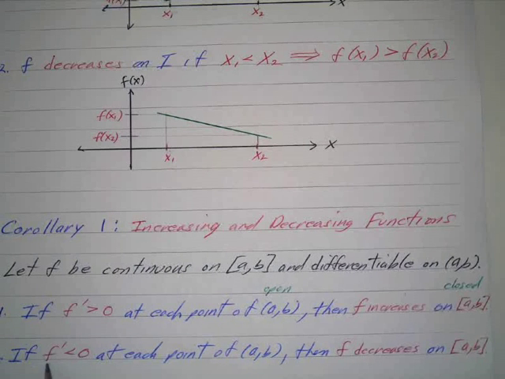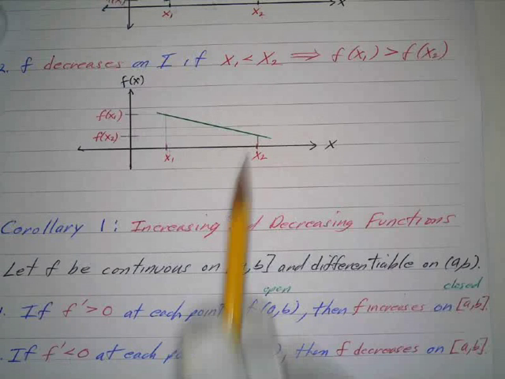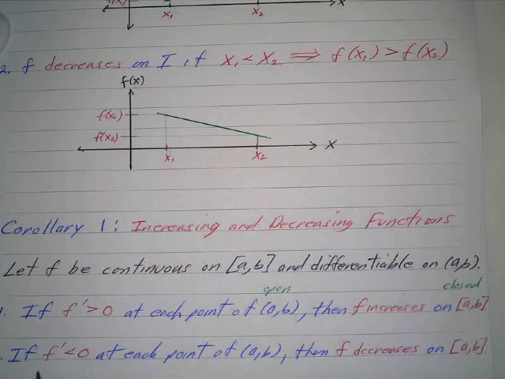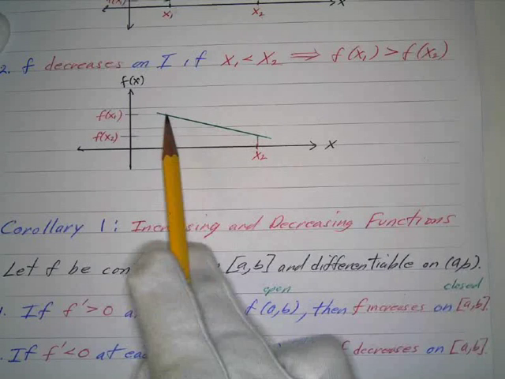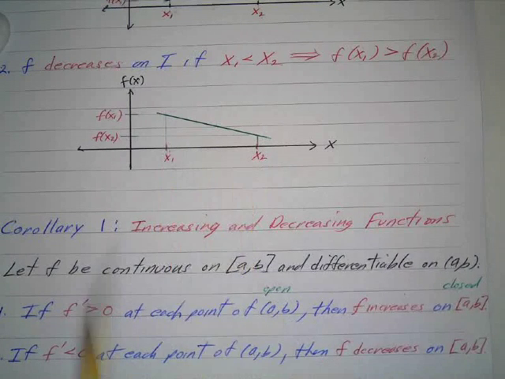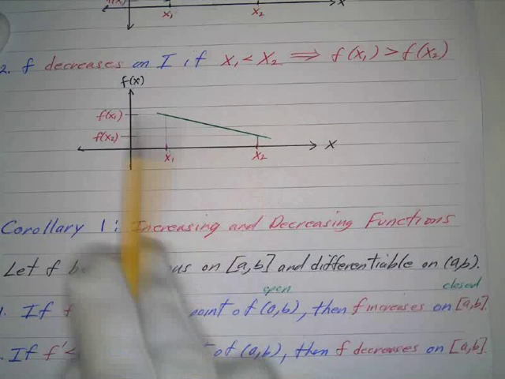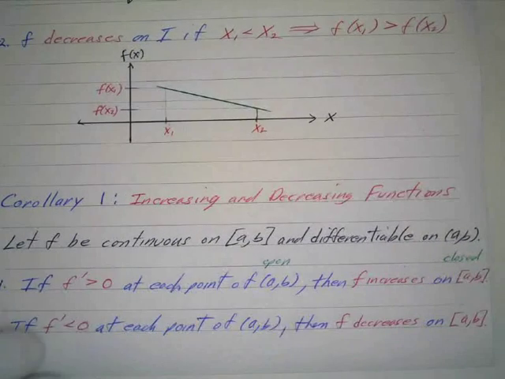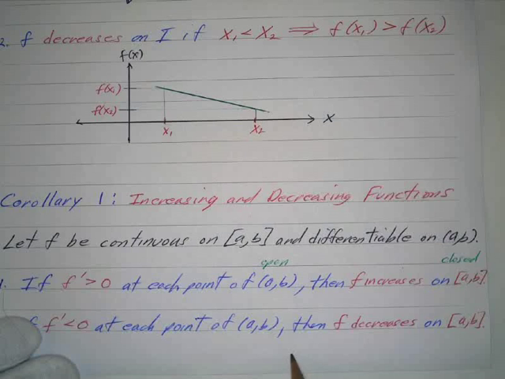Okay, and then looking in the other direction, if f prime is negative, that means that the slope is negative. That's an example right up here. You can see the slope is always negative. If f prime is negative at each point of the open interval, and these are just two values I picked, so this wouldn't be my open interval, I could pick any open interval, at each point of the open interval, then f decreases on the closed interval.